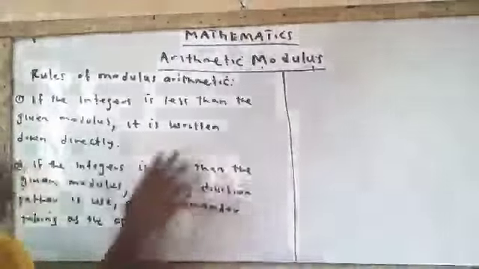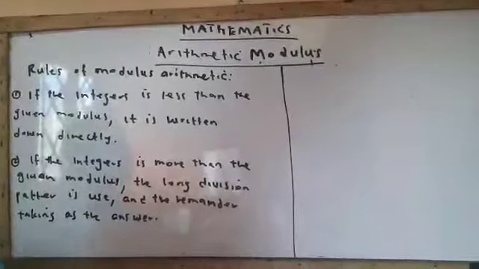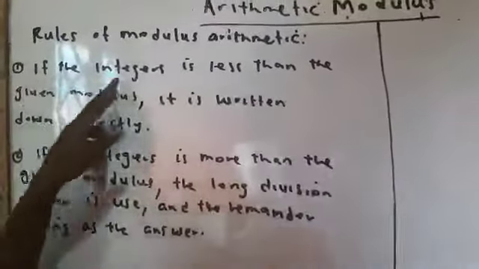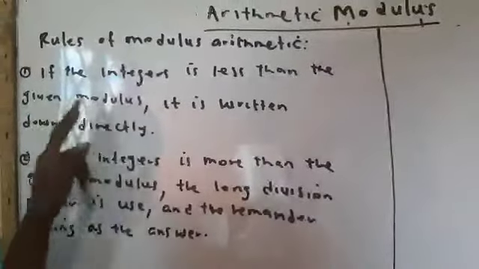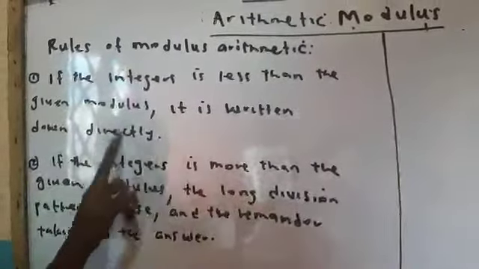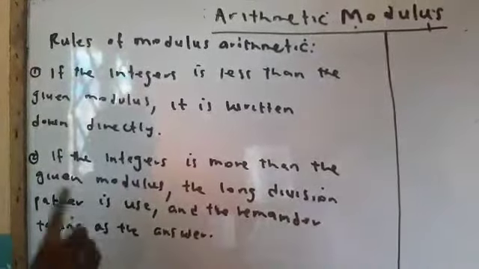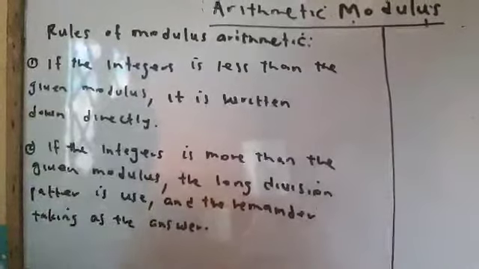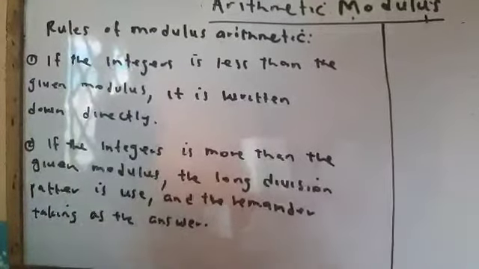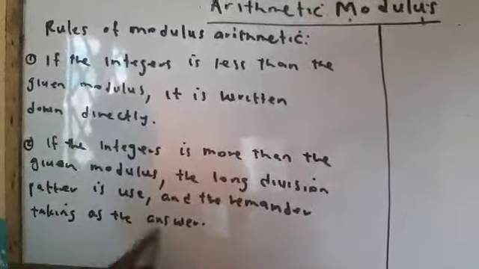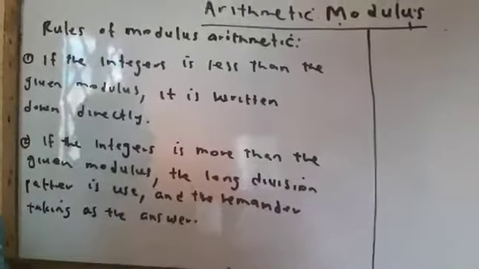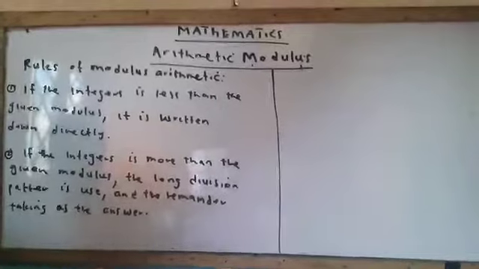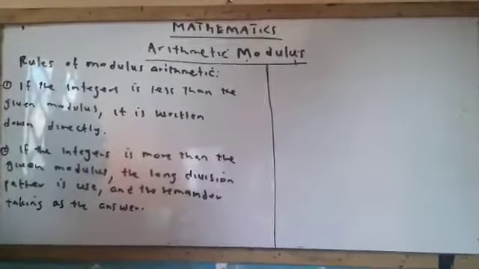Cool. Now, let's look at the rules that guide modulus arithmetic. Rule 1: if the integer is less than the given modulus, it is written down directly. Rule 2: if the integer is more than the given modulus, the long division pattern is used and the remainder is taken as your answer. Now, we're going to look at how to apply this in solving modulus arithmetic.